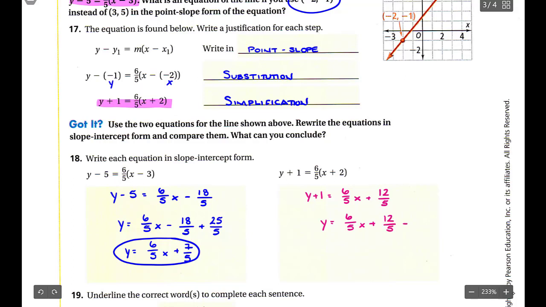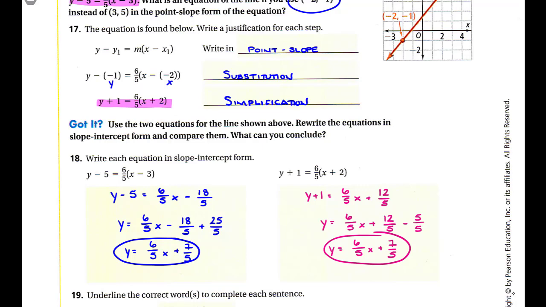And rather than just subtract 1, I can rewrite this as 5 over 5 so that I have my common denominator, because 5 over 5 is still simply just 1. And simplify. And I get the exact same equation.